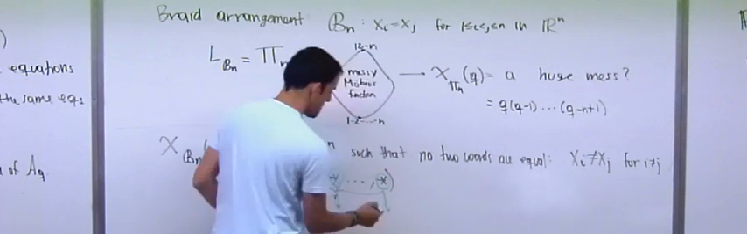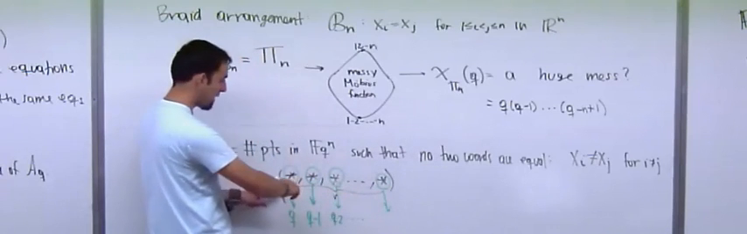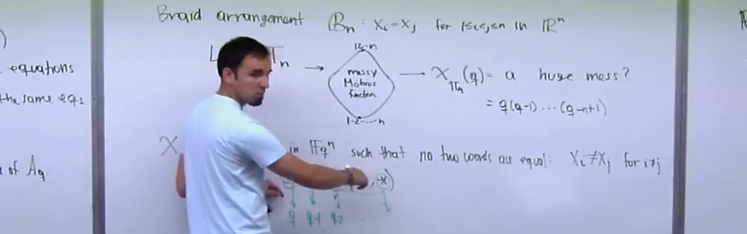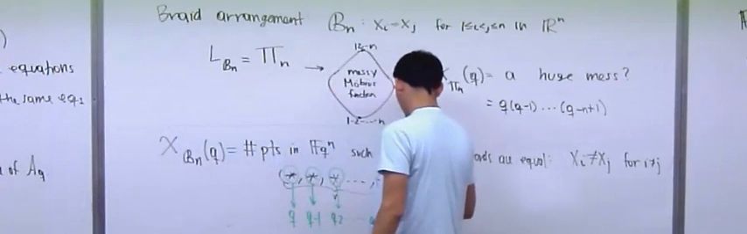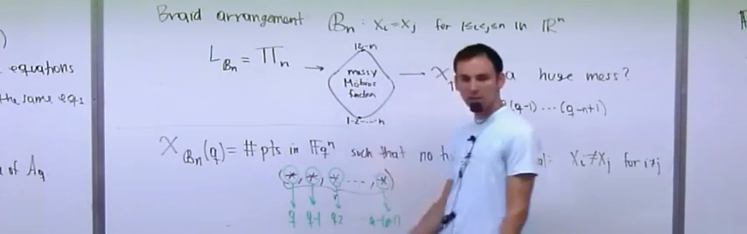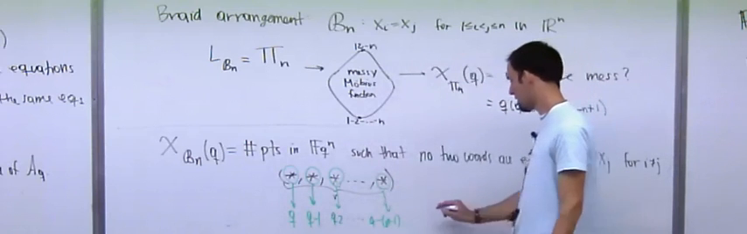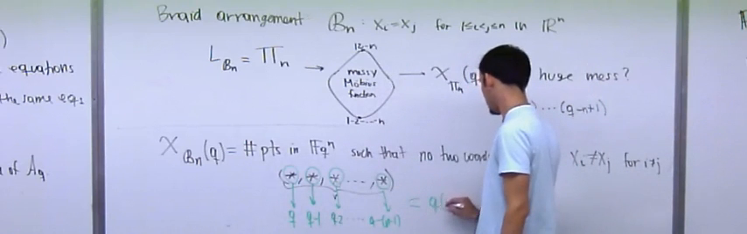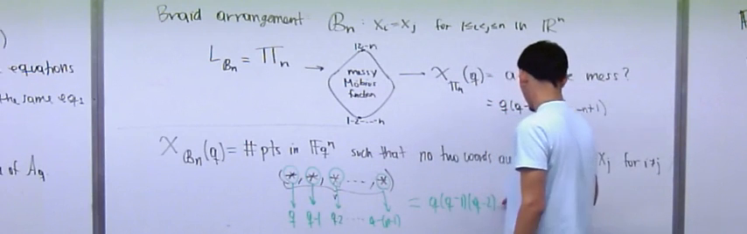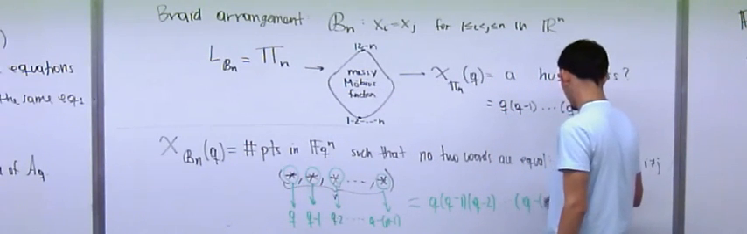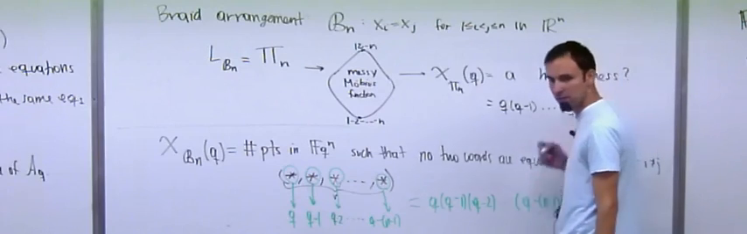Here, I have q choices, but I'm not allowed to use any of these coordinates that I already used. And these are all different. So I have q choices, but then n minus 1 of them are eliminated. So in the end, you get q times q minus 1 times q minus 2 dot dot dot times q minus n plus 1, which is the formula.